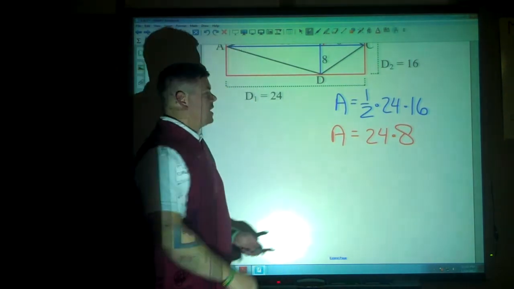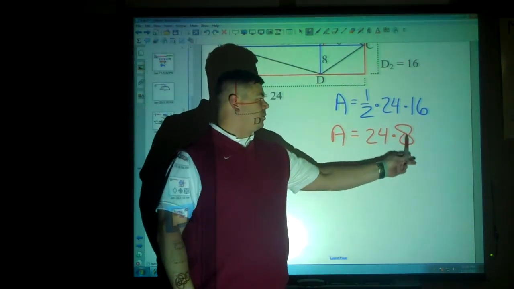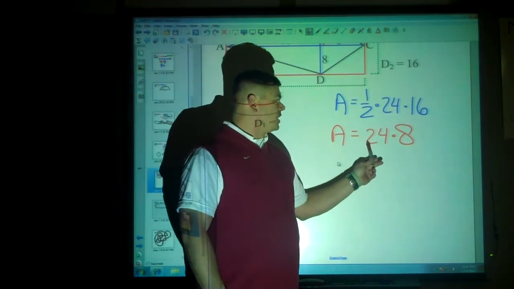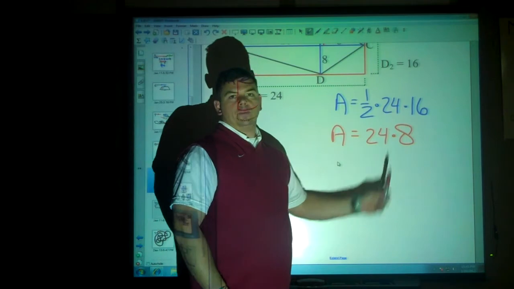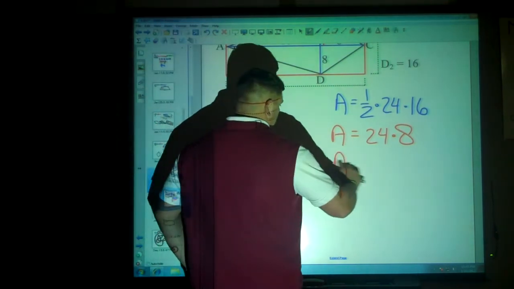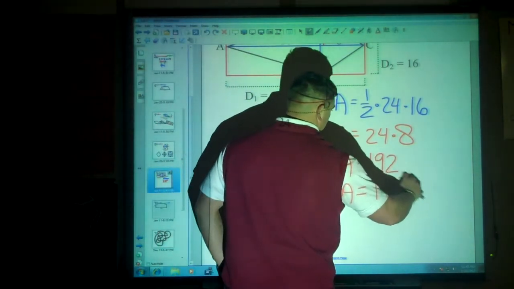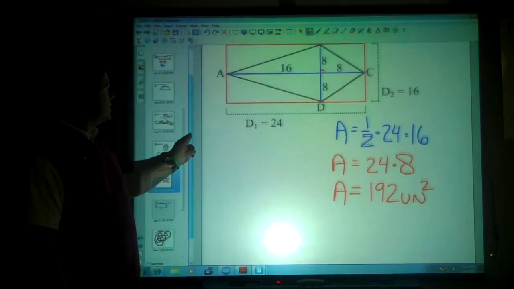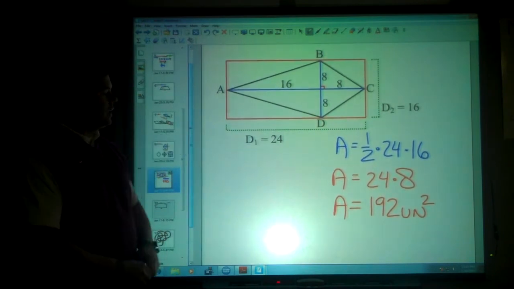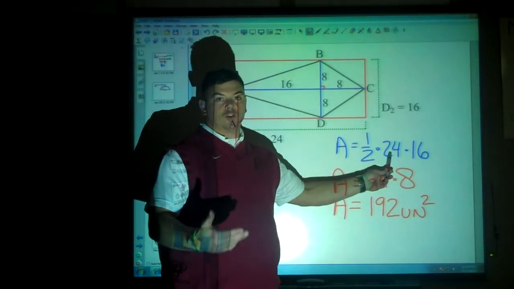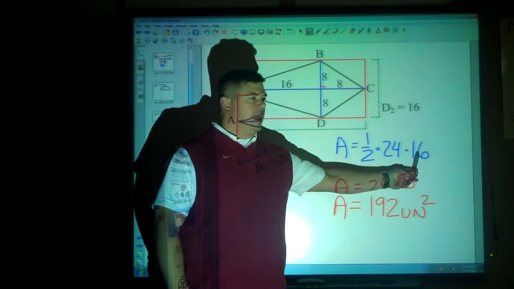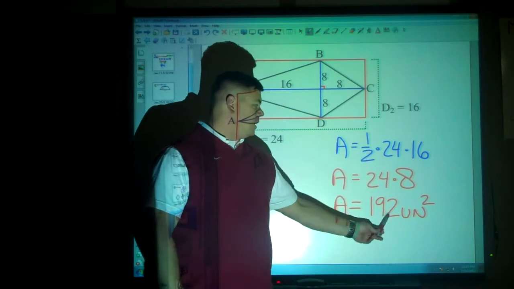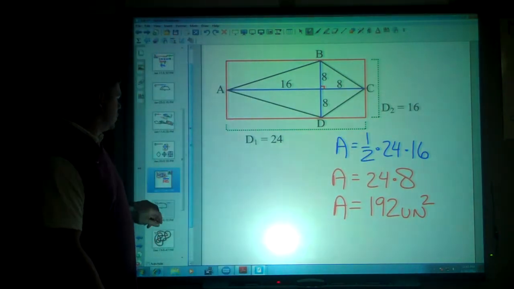And the reason? Because I can multiply 8 times 20 in my head, and I can multiply 8 times 4 in my head, and then add the two together. So 8 times 20 is 160, and 8 times 4 is 32. If I add 160 and 32 together, I get 192 units squared. And that's the area. Again, it doesn't matter where you multiply by 1/2. I could have multiplied 1/2 times 24 and got 12, but then I have to multiply 12 times 16 in my head. I could have multiplied 24 times 16 first and then multiplied by 1/2. It won't matter, but in the end, I have 192 inches squared.